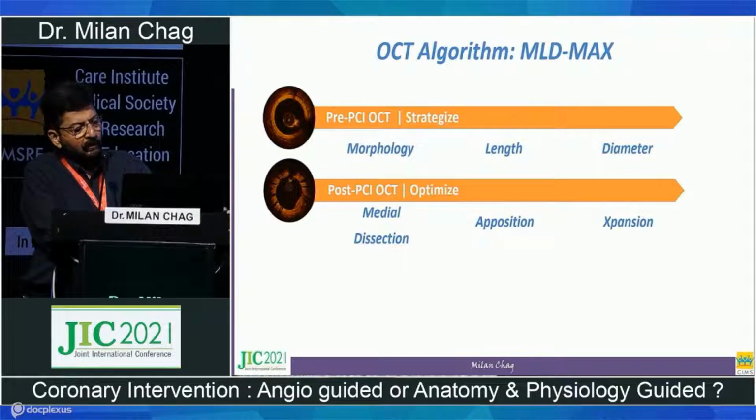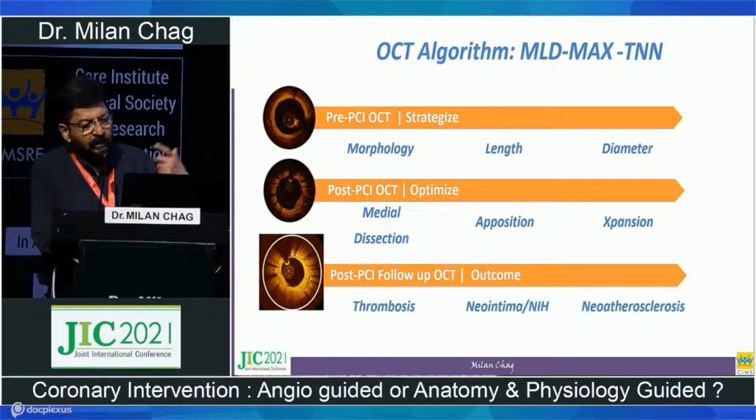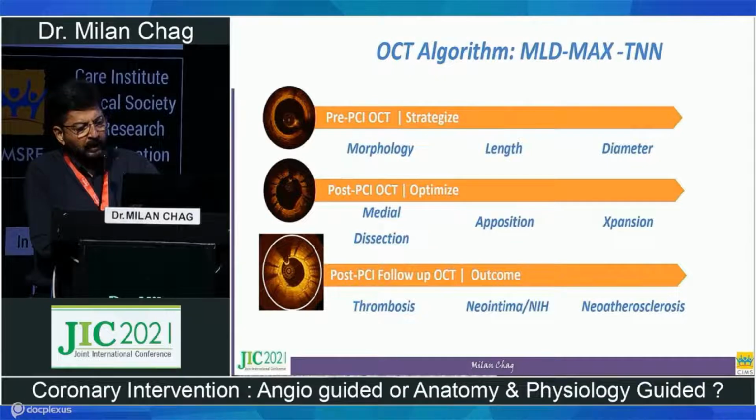Post PCI, sometimes edge dissection is there at the edge of the stent, which is sometimes not visible by angiogram. You can see that your stent is fully apposed to the vessel wall. It is fully expanded, and I have added a third dimension also, post PCI follow-up OCT. When a patient comes with stent thrombosis, early or late, there can be neointimal hyperplasia because of stent properties, or sometimes improper stent expansion.